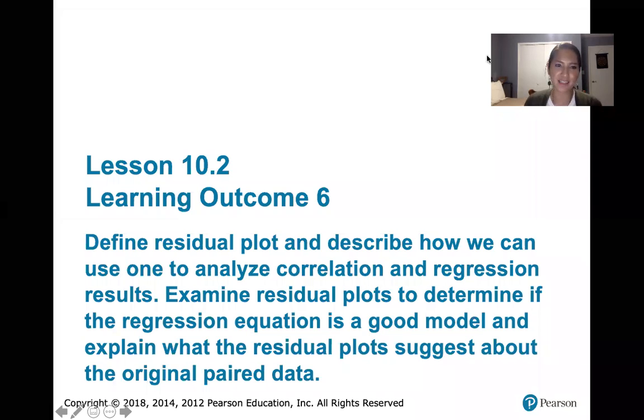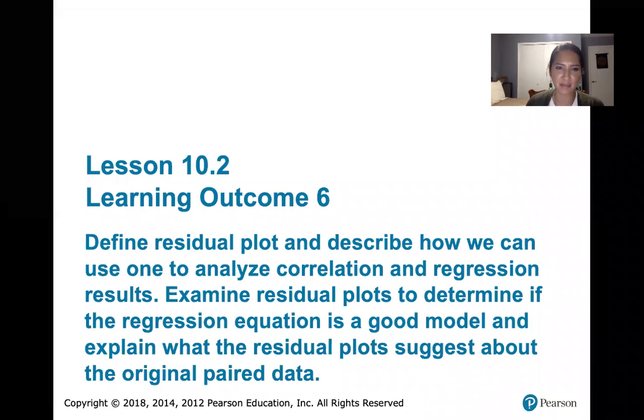In this video, we discuss learning outcome number 6 for lesson 10.2, which is about residual plots. My hope is that after watching this video, you'll be able to examine residual plots to determine if a regression equation is a good model and explain what the residual plots suggest about the original paired data.